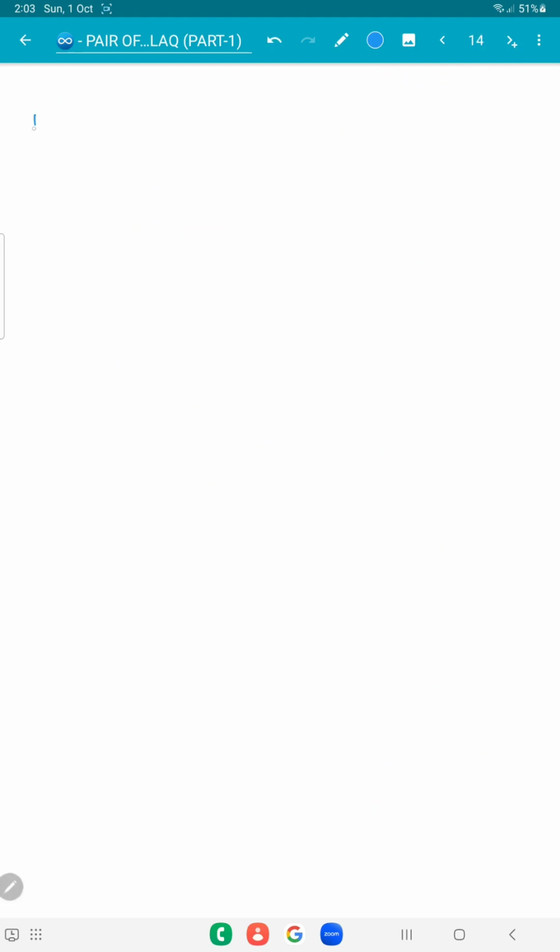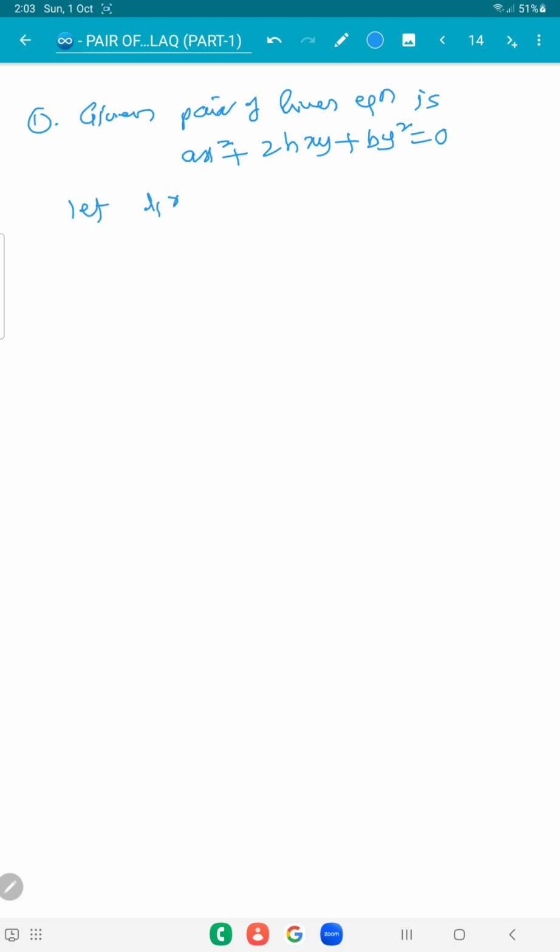So first one is the product of perpendicular distances. Given pair of lines equation is ax square plus 2hxy plus by square is equal to 0. It represents two lines, right? Let L1x plus M1y is equal to 0. It doesn't have constant term as it is a homogeneous equation. L1x plus M1y is equal to 0, L2x plus M2y is equal to 0 be the equations of the lines represented by the above equation.